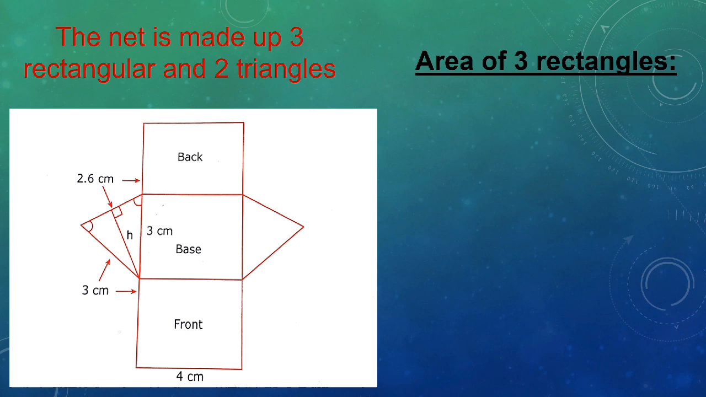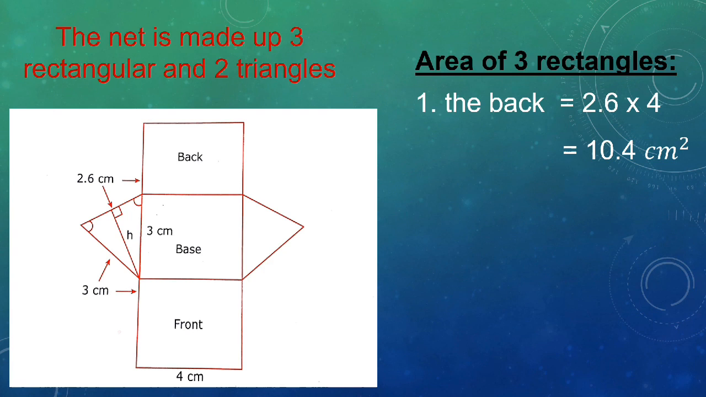So we have the back, the base, and the front. Okay, first the back. Remember it is a rectangle, so in solving the area of a rectangle, we have length times width. The length there is 2.6 centimeters and the width there is 4 centimeters. So the back is 2.6 times 4 equals 10.4 centimeters squared.